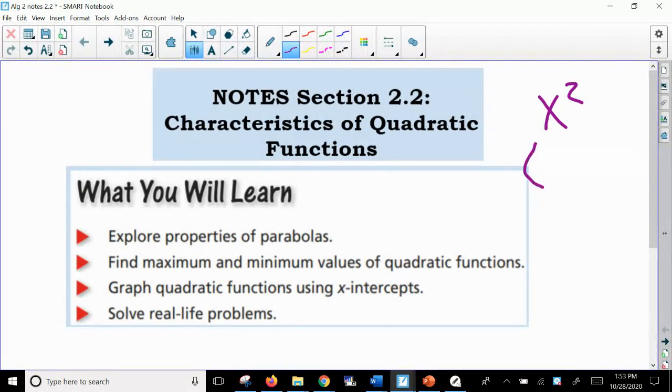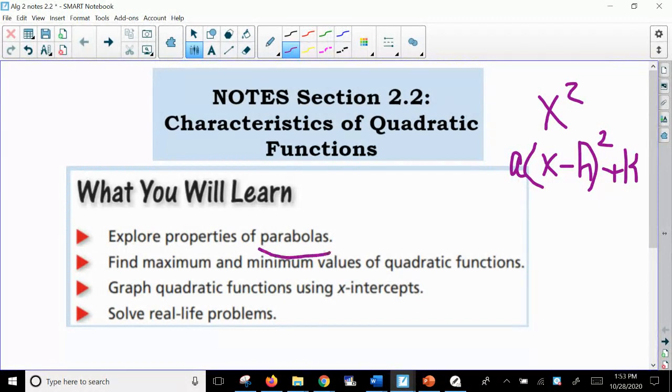Sometimes the x might be in parentheses with a tiny 2 on the outside, like it might say x minus some number. That number would be the h. It might be an extra number here. That's a K. It might be an extra number in front of the parentheses. That's an A. We've already discussed those things.